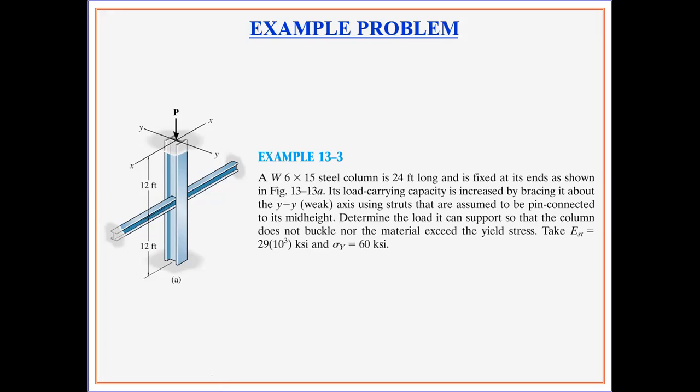Its load carrying capacity is increased by bracing it about the YY or the weak axis using struts that are assumed to be pin connected to its mid height. So there are some supports being provided at the mid height of the column so that the column does not buckle. If the column is 24 feet high, it is most probably going to get buckled. So to avoid that, they have provided some horizontal supports to it.